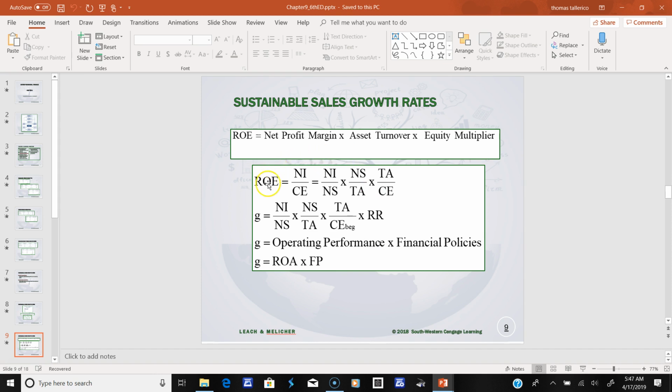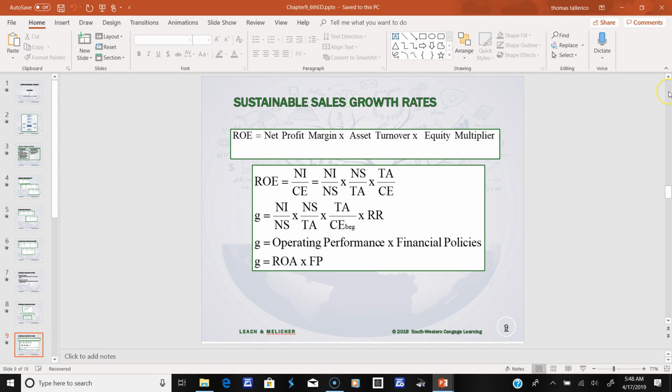All right, and again, they show you that you can write the growth rate in many different ways. You could take a couple of ratios here and multiply them by the retention ratio. You see 3 ratios here. Also you can say it's the operating performance times financial policies. And over here, it's return on assets times financial policies, which is this equation. Okay, so the sustainable growth rate is written out in many ways.